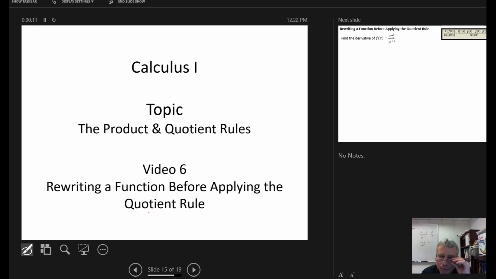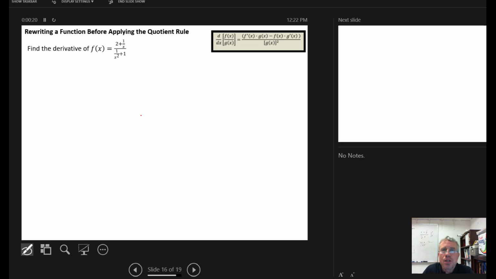So in this video, we're going to do an application of the quotient rule again, but we want to look at a case where we want to rewrite the function before using the quotient rule in order to make our lives a little bit easier. So I want to find the derivative of f of x, and f of x is equal to (2 plus 1 over x) all over (1 over x squared plus 1). And I do have an x in the denominator position here, so we know that x can't be 0.